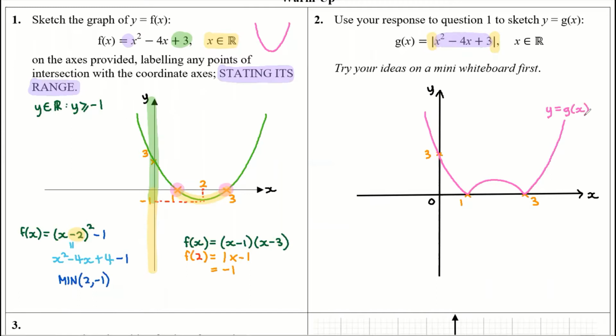And what's now interesting is we have a local maximum now. Where we had a local minimum at 2, -1, we now have a local maximum here at the point 2, 1. Okay, at that point there. So sketching the modulus of the function is actually pretty easy. You've just got to understand how to interpret the modulus itself. So that would be just a revision issue.